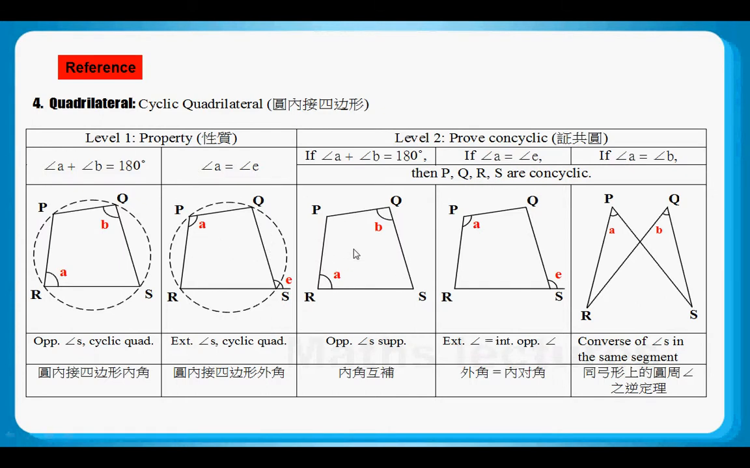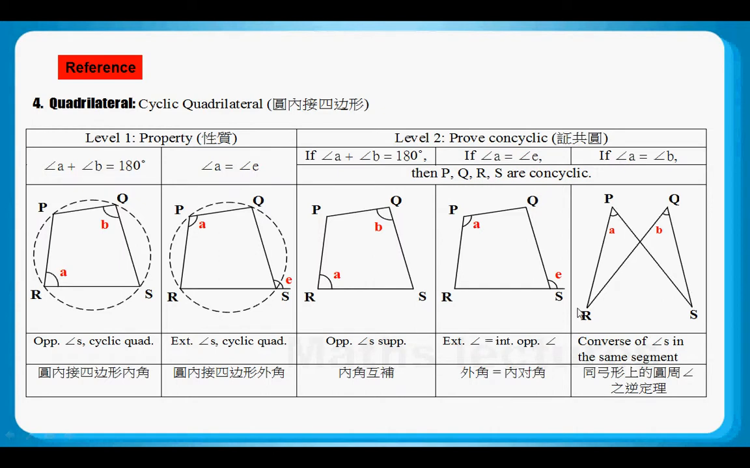Alright, so the other way around, if we have a quadrilateral and we find a pair of opposite angles adding up to 180 degrees, then we say that we have 4 circumference points, and we prove concyclic. This is the same idea in exterior angle equals interior opposite angle. For the converse of angles in the same segment, as I said, for just one angle at the circumference, we have to use 3 circumference points.